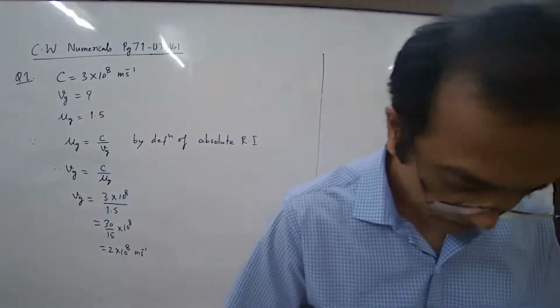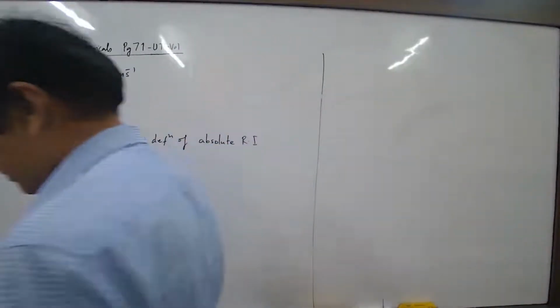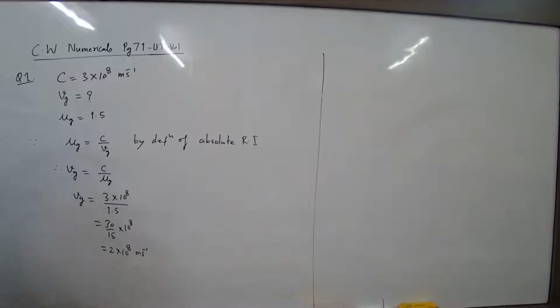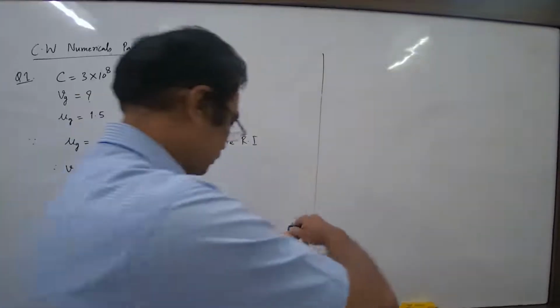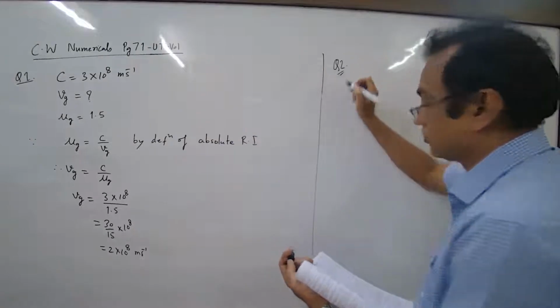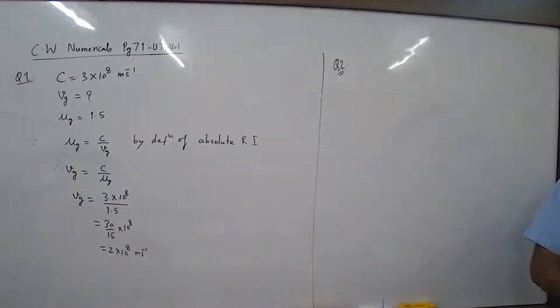Now, next question. Question 2. All of you okay with question 1? So, question 2. Monochromatic ray of light strikes the surface of transparent medium.